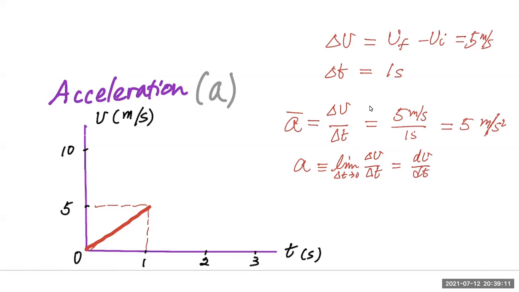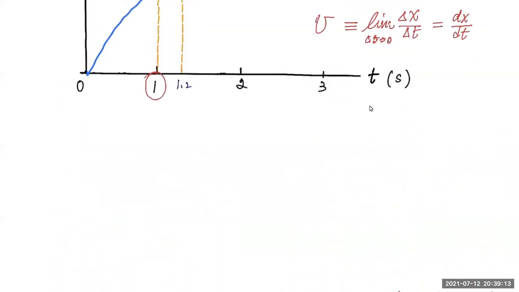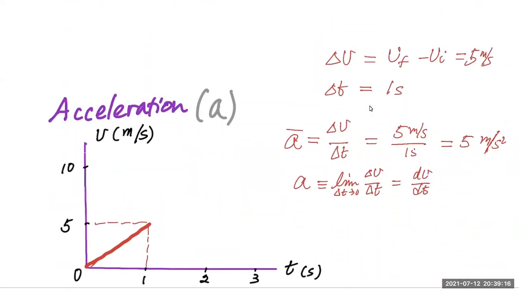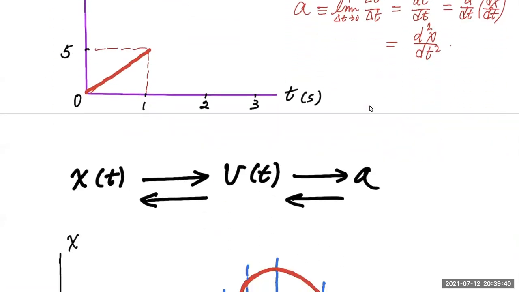But remember, v itself is dx over dt. So therefore, I can also write this as d/dt of dx over dt. And as you know, this is the second derivative of x with respect to time. So we went from x, we take a derivative, we got v. And then we went from v to a by taking another derivative. So we went from the first to the second derivative. You can see here how you go from x to v to a by taking the derivative d/dt, d/dt.